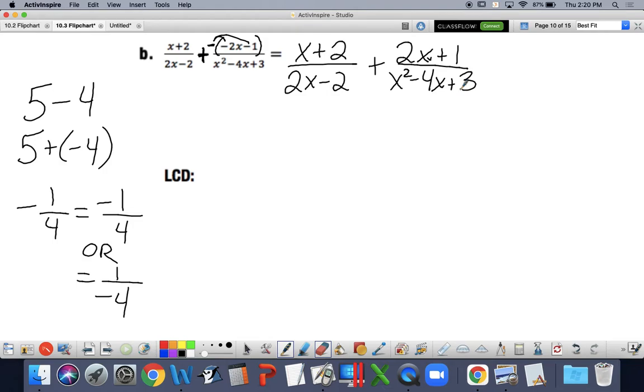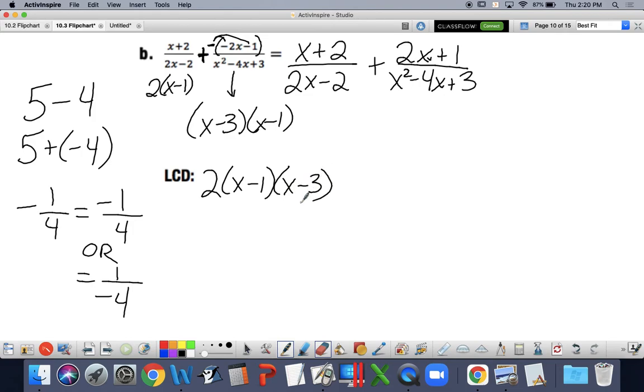Now let's start to factor this, right? Let's see what factors I'm working with so I can start to figure out what my least common denominator is. This first example, I have 2 times x minus 1. This one over here factors to x minus 3, x minus 1. So what's my least common denominator? I need a 2. I need an x minus 1. And I need an x minus 3. So that is my least common denominator.